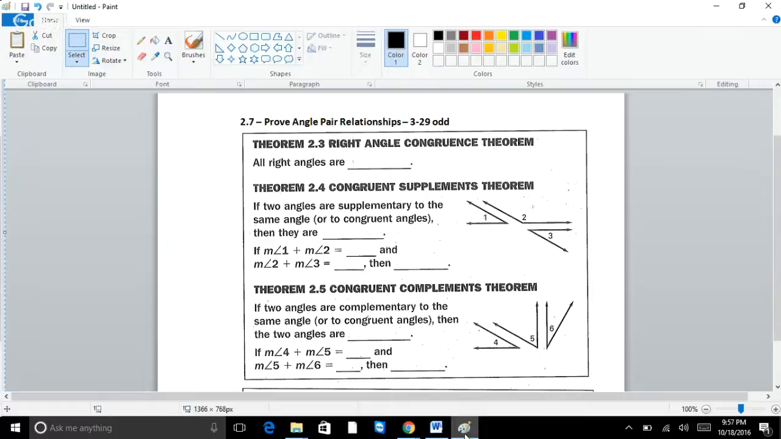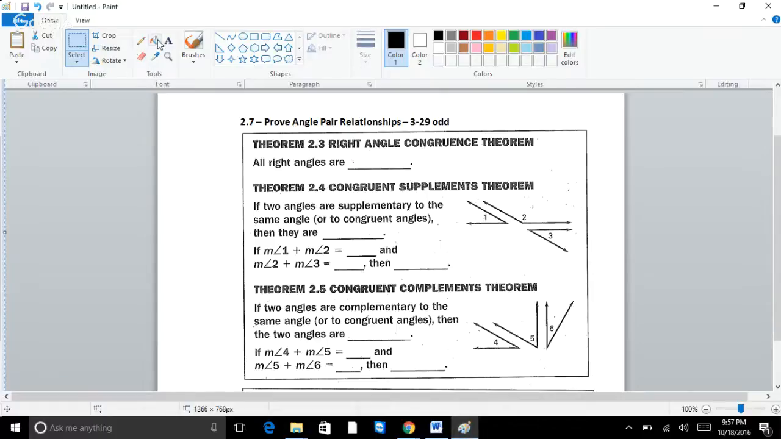So what we're going to start off with is several of these theorems. The first one is pretty straightforward. Theorem 2.3, right angle congruence theorem. And this one's pretty obvious. It is that all right angles are congruent to each other. So remember, congruent is just a way of saying that two angles or lines are the same, and it makes sense that a right angle will be congruent to another right angle because they're all going to have the measure of 90 degrees.